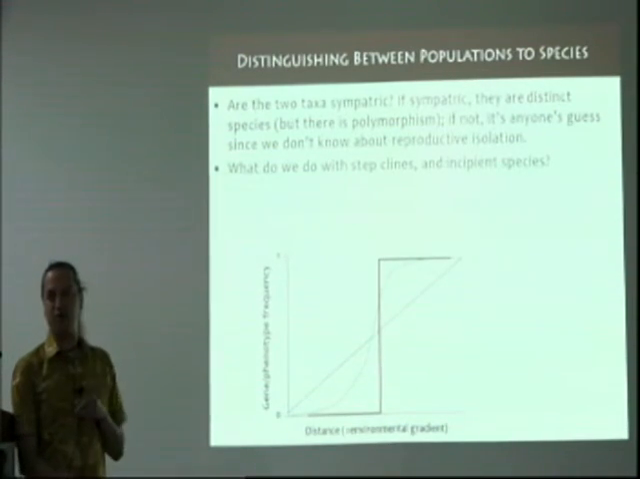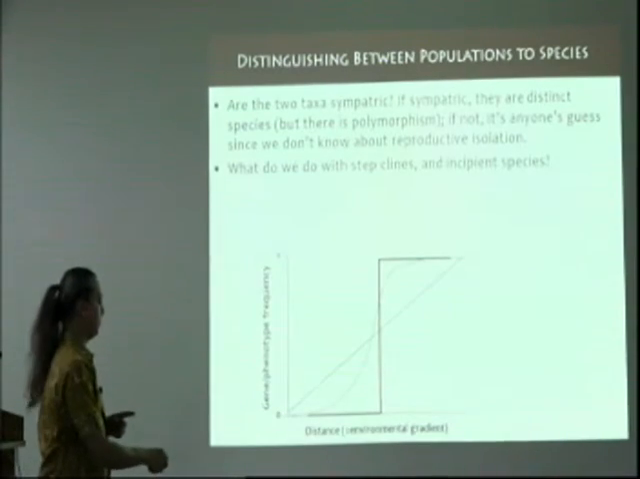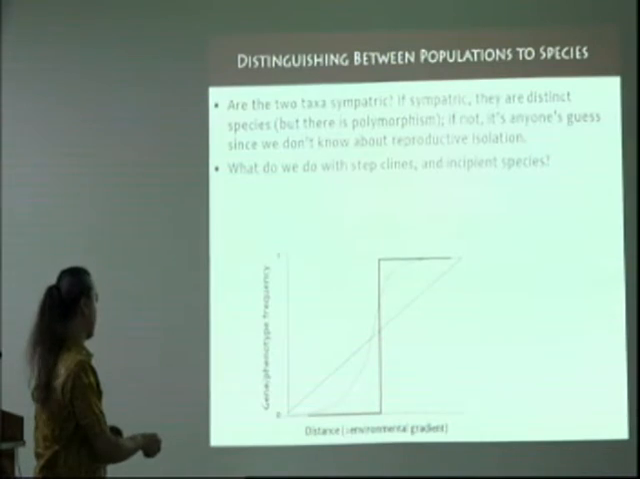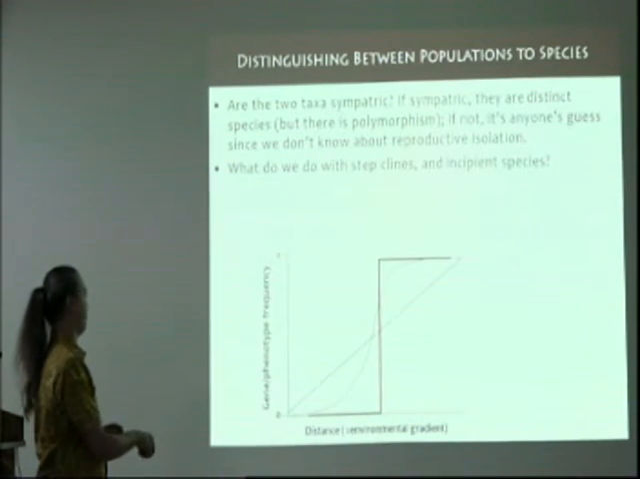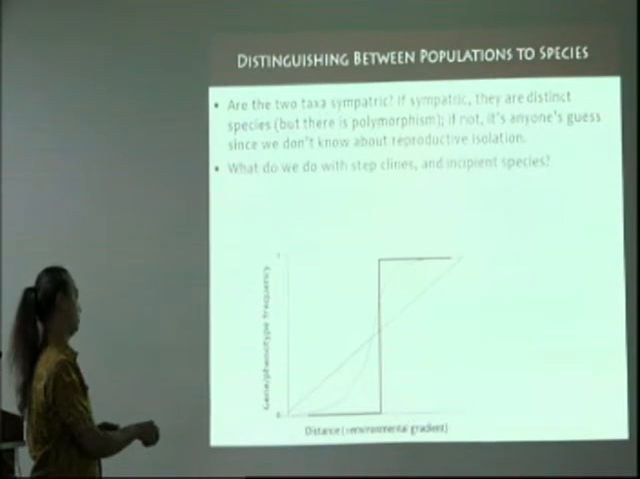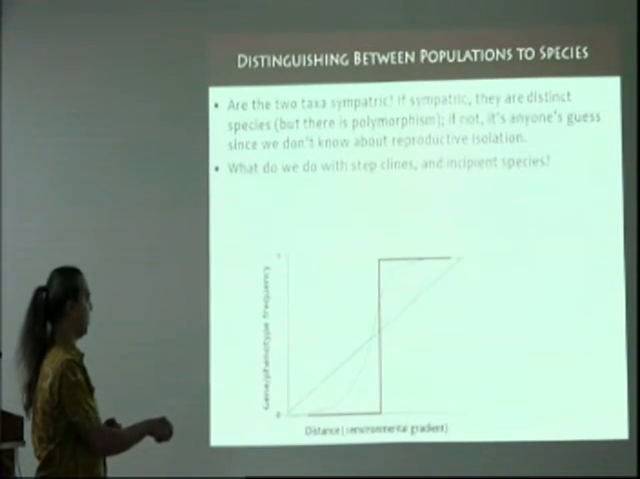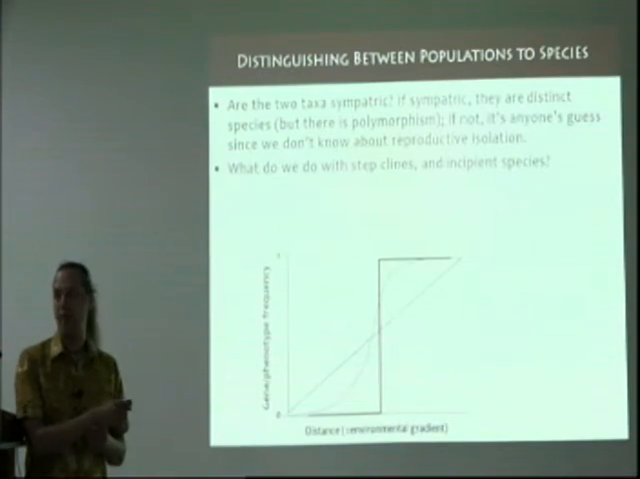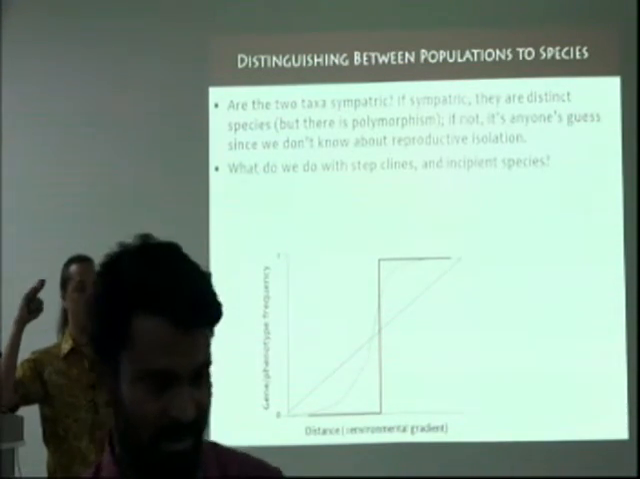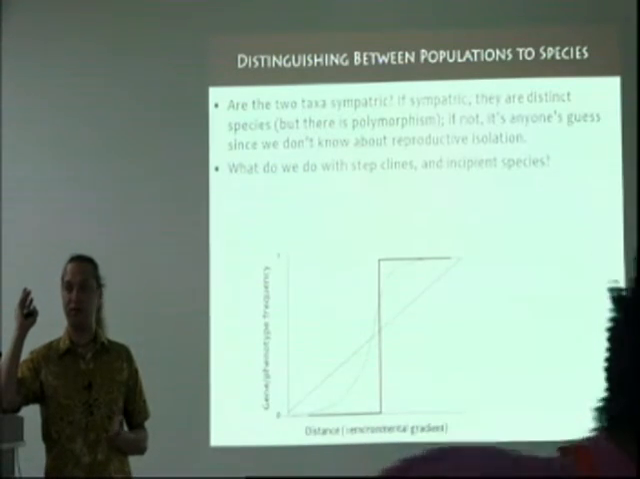Does everybody know about clines? No. Okay. So if you look at any kind of environmental gradient, let's say the Himalayas, and you have a gene or phenotype frequency, as you go from, let's say, about 0 meters above sea level to 4,000 meters above sea level, there is going to be some gradual change in whatever environmental factor that you are measuring.